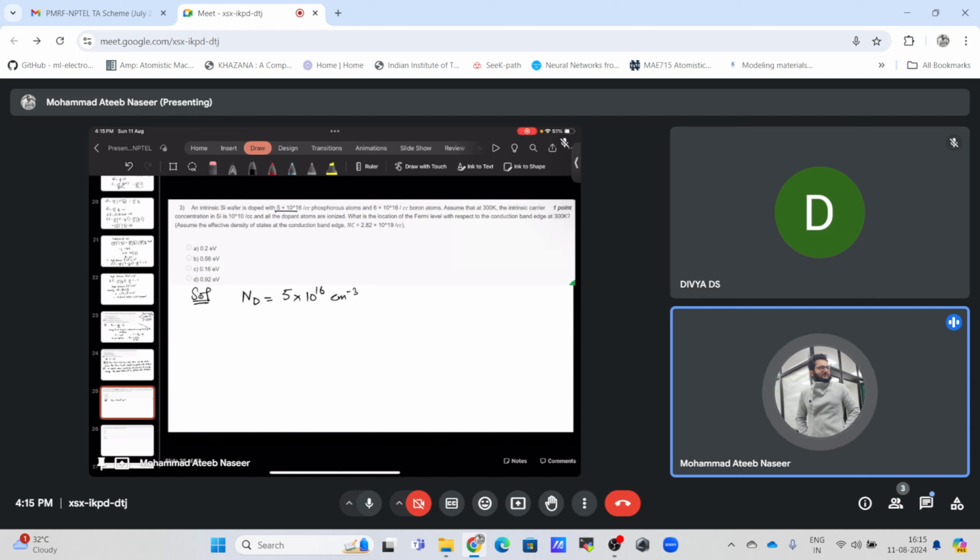So this Nd is due to phosphorus, and boron has 3 valence electrons, and as a result, it creates a hole and results in the p-type doping, okay. So this Na is due to boron, and it is 6 into 10 to the power of 16 per cubic centimeter. Okay, per cubic centimeter.